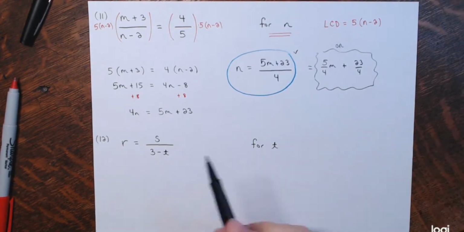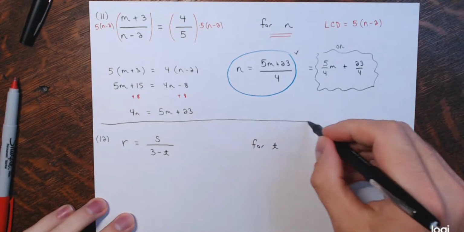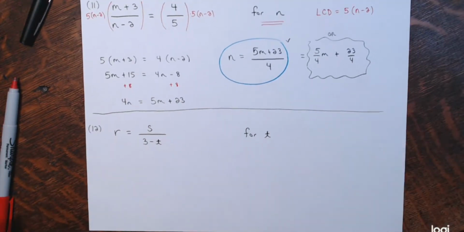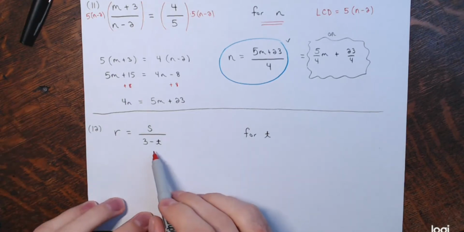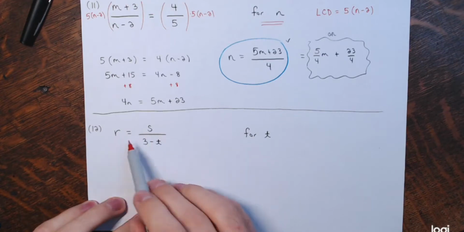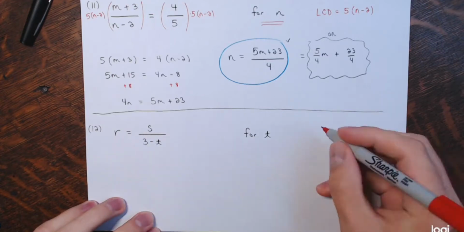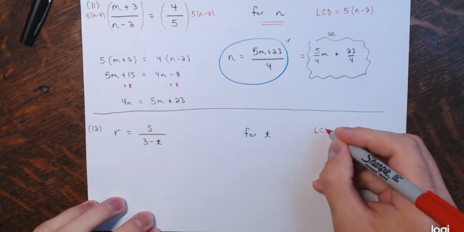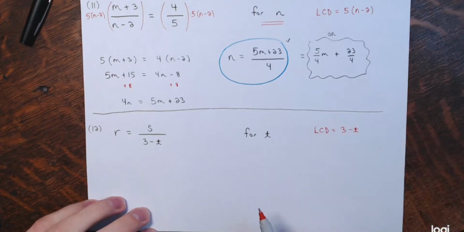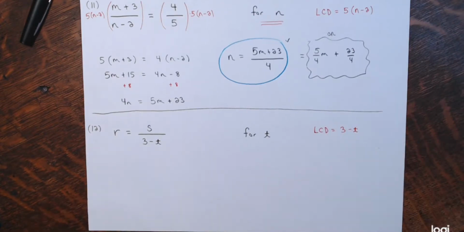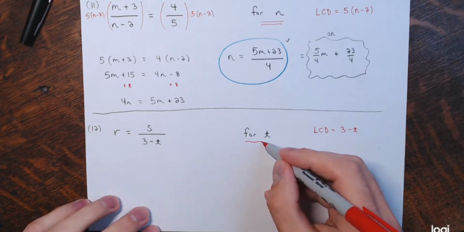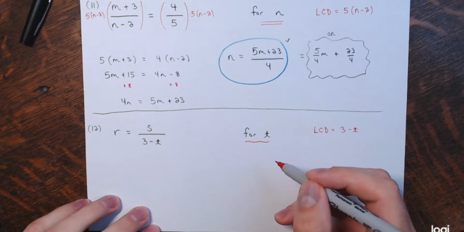All right, now example 12. Same steps. Now there's only one denominator here, 3 minus t. All right, there's variables s, r, and t, but only one denominator. So that will be the LCD then. 3 minus t. Now if you want to write that as negative t plus 3, that's the same thing. And keep in mind that I'm solving for t.